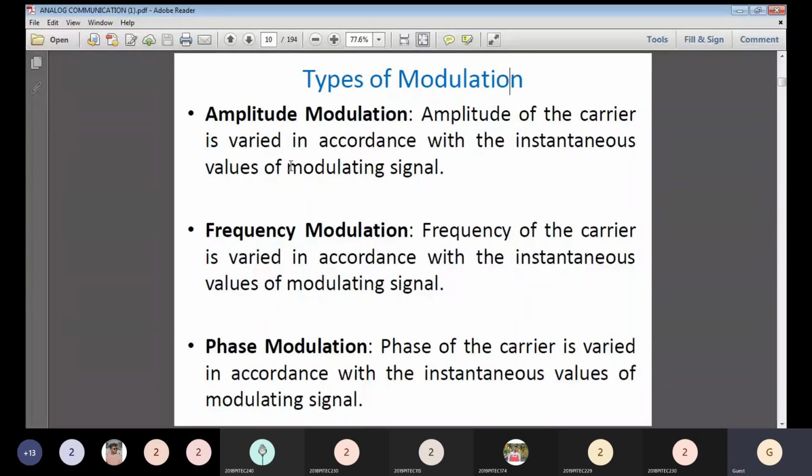Different parameters are there, and based on the parameters, different types of modulations are there. First one is amplitude modulation. In amplitude modulation, the amplitude of the carrier is varied. But in frequency modulation, the frequency of the carrier signal is changed. In phase modulation, the phase of the carrier is changed. In these three modulations, only that particular parameter is changed with respect to the message signal. The remaining two parameters are not changed.